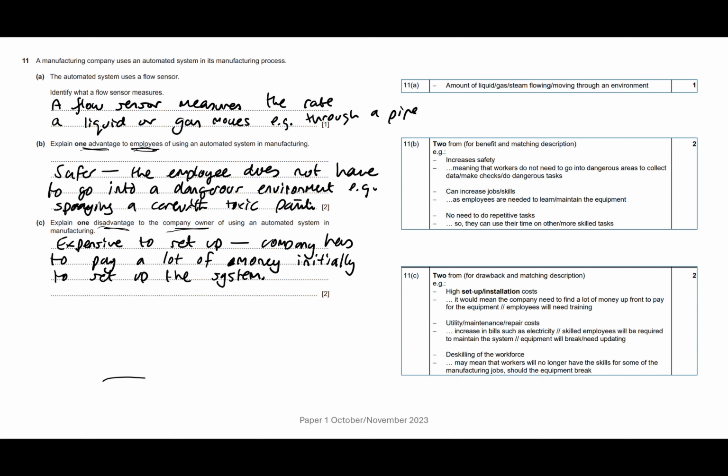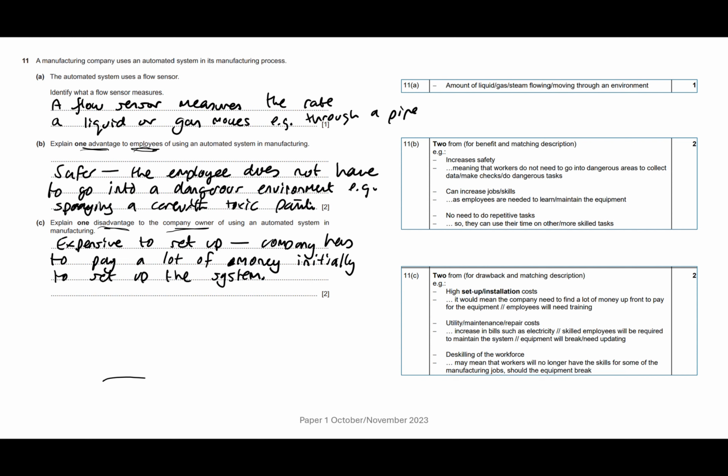And then C, drawback or disadvantage for the company owner. So the main one is the high setup cost, installation cost. So it should mean the company has to find a lot of money to pay up front for the equipment. And you could also say, don't have to say, but you could also say employees will need training. So expensive setup, company has to pay a lot of money initially to set up the system. They've also included utility or maintenance or repair costs. So there are more costs, so we're using more electricity. We need to pay employees to be trained, so that's all there as well.